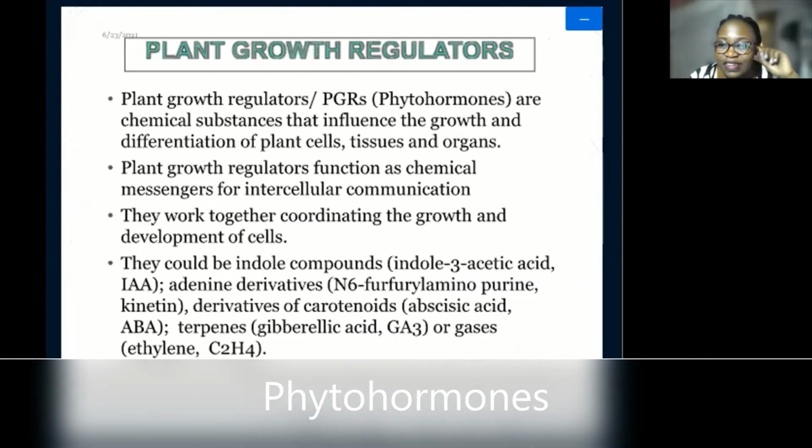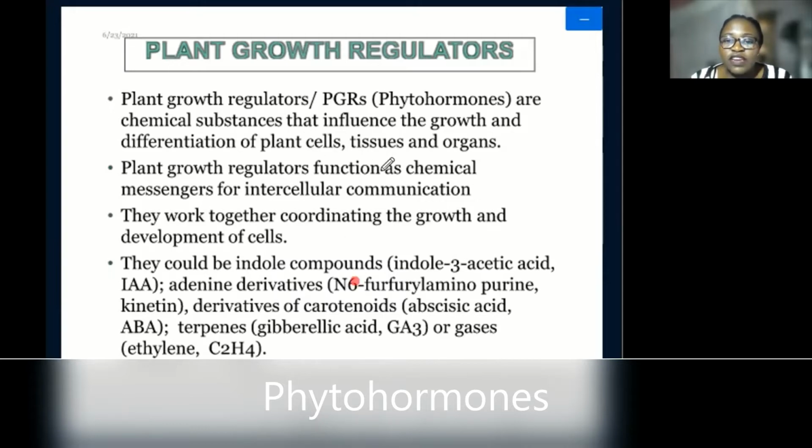So the plant growth regulators are chemical substances that influence the growth and the differentiation of plant cells, tissues, and organs. So this process we are talking about, where we have our zygote having cell division, causing growth in size, in width, in mass, in volume, and then differentiation of plant cells into specialized cells such as the leaves, the roots, the stems, into tissues and the organization of plant organs is usually facilitated by chemical substances, which we call hormones, phytohormones, or plant growth regulators.